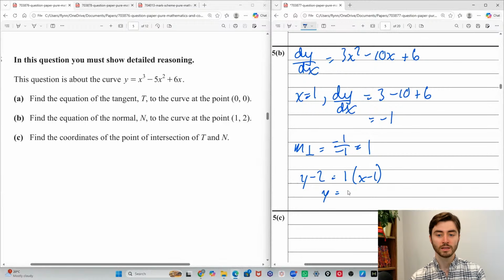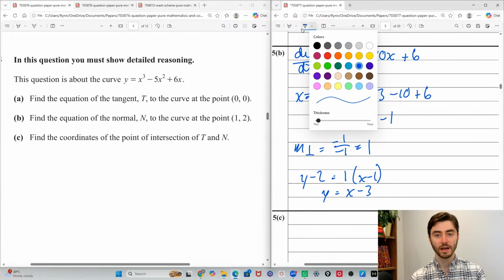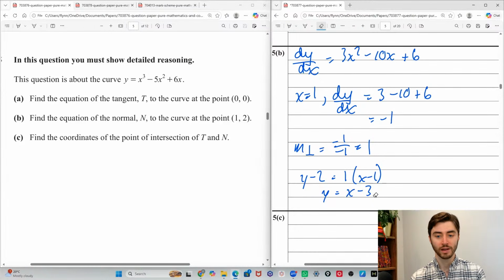In other words, y is equal to x minus, no, lies. See, I got complacent. I thought I was in the easy bit. And so I skipped steps and I didn't get it right. So I'm just going to not make that mistake. So y equals x plus 1 is the normal at that point.